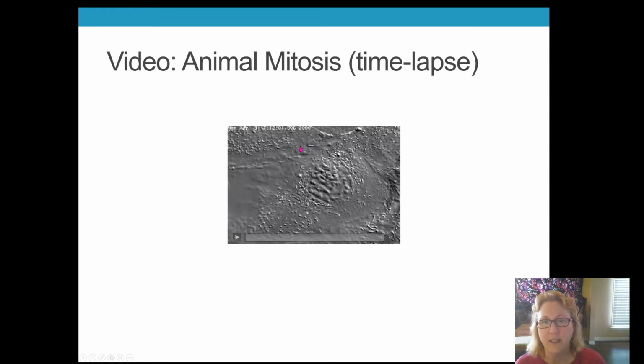But here we can see the outside boundary of the cell and the nucleus. Let me go back to my pointer here for a second. Okay, so here's the nuclear membrane, and then the larger cell is about yay big there. And what we're going to see is the nuclear membrane is going to break down. You'll see the chromosomes condense, and then they will separate, and then two new nuclei are going to form.